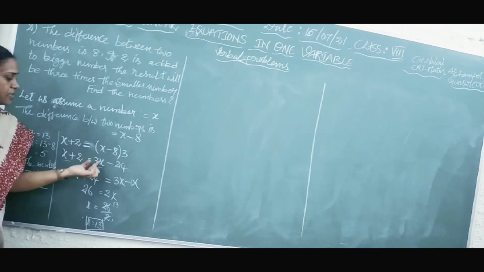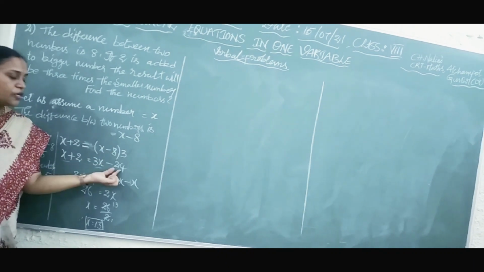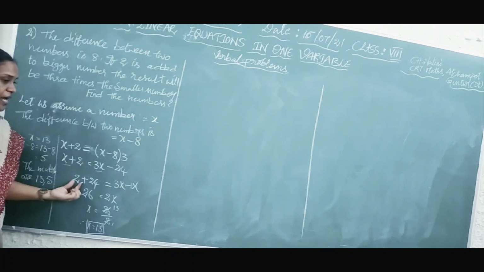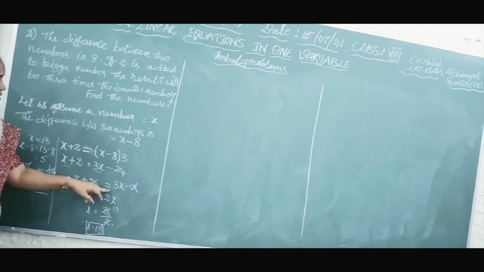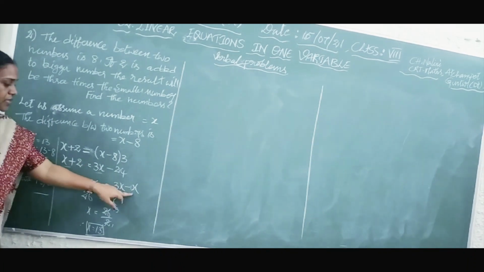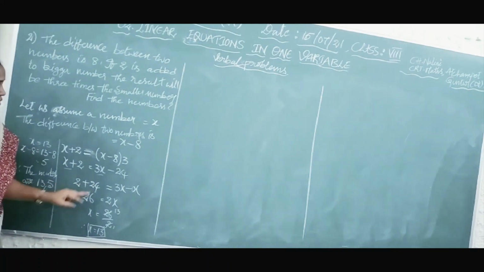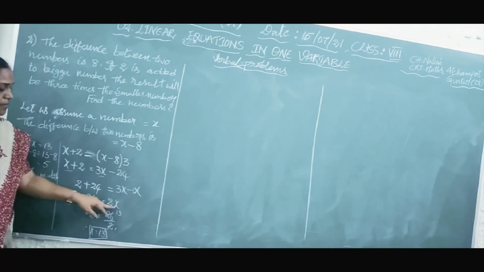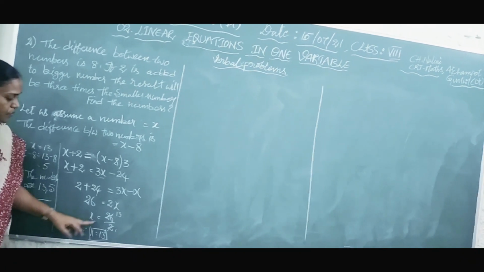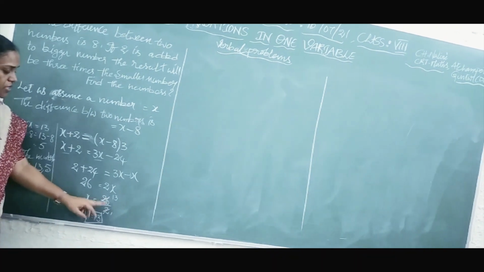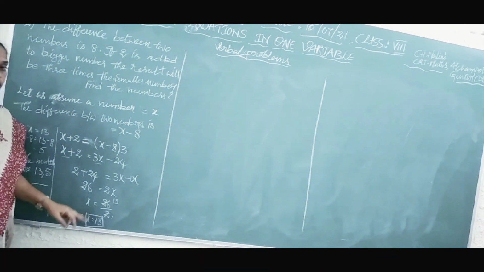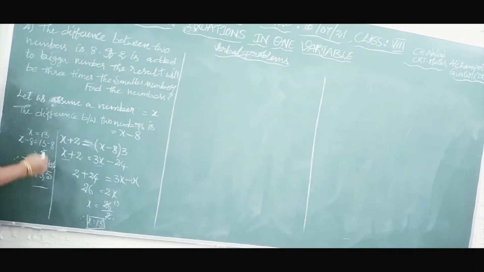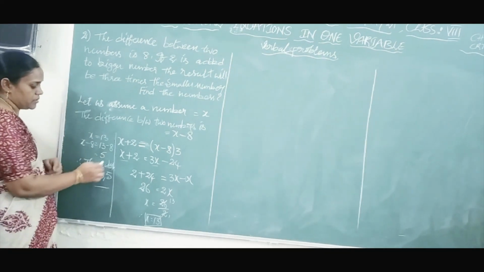Now x terms one side and constants another side. 2 plus 24 is equal to 3x minus x. 24 plus 2 is 26. 3x minus x we get 2x. Now the x value: 26 by 2, cancelling, we get 13. So the biggest number is 13 and we have to find the smallest number. 13 minus 8 is 5. Therefore the numbers are 13 and 5. Okay students, understood?